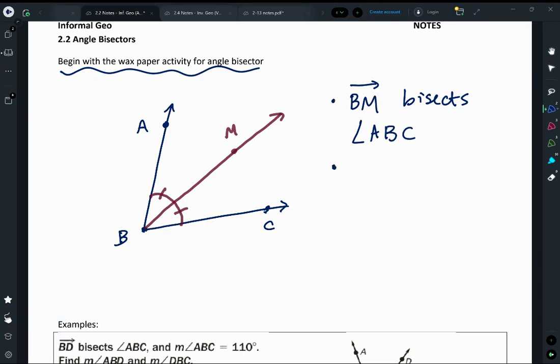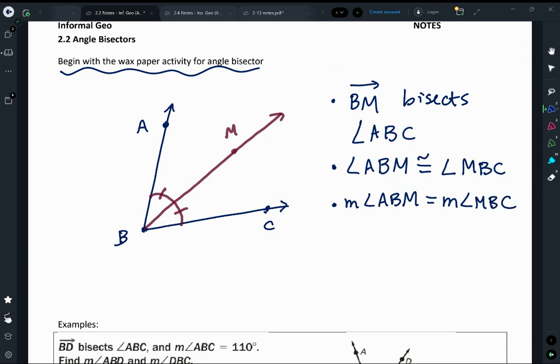Then we wrote about how those angles were congruent. So angle ABM is congruent to angle MBC. So my two smaller angles are congruent. We also wrote that the measures of the angles were equal. So the angles are congruent and their measures are equal. It's good for us to practice that notation.